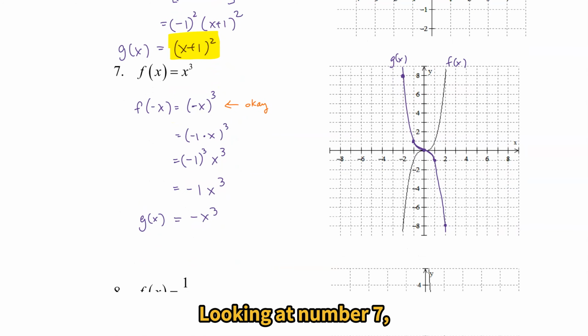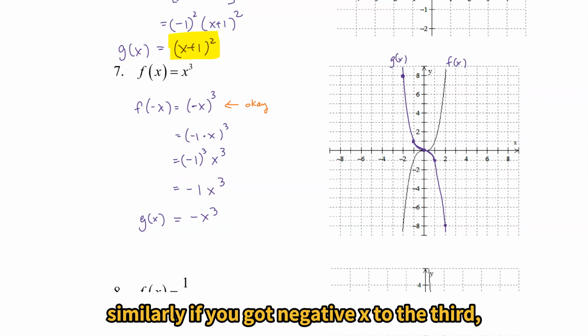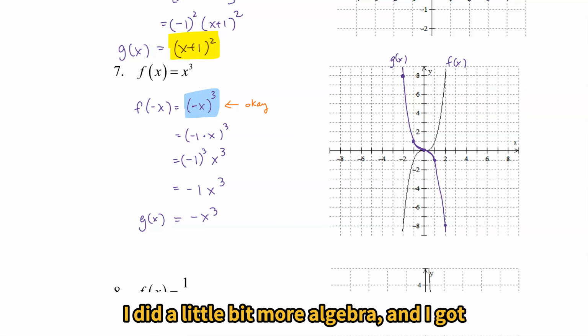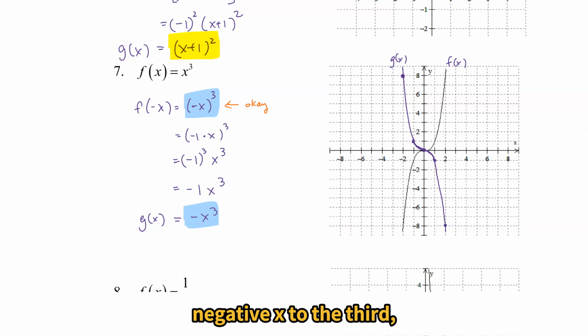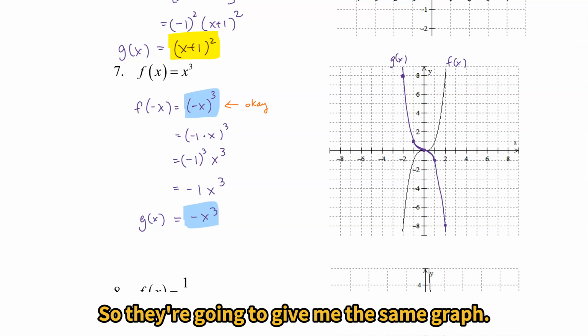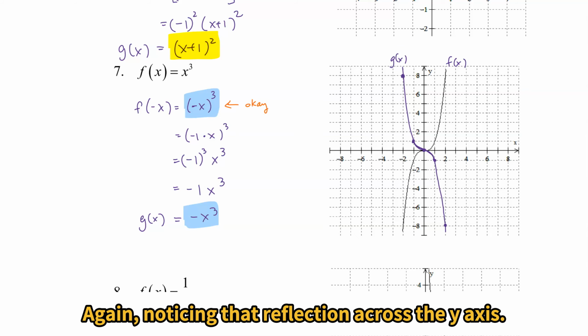Looking at number 7, similarly, if you got negative x, quantity, to the third with the negative inside the parentheses, that's okay. I did a little bit more algebra and I got negative x to the third, because negative 1 to the third still is negative 1. Both of these are equivalent, so they're going to give me the same graph. Again, noticing that reflection across the y-axis.